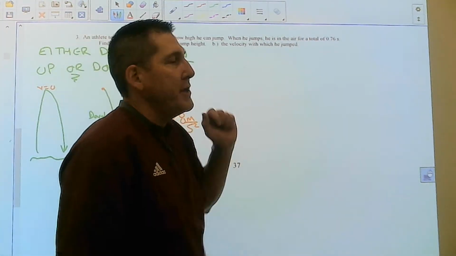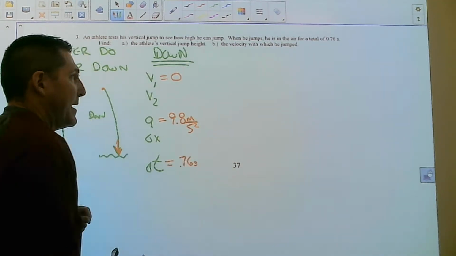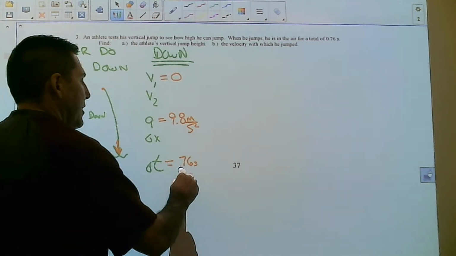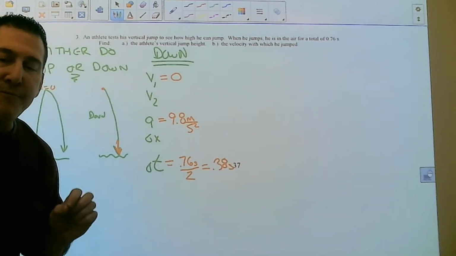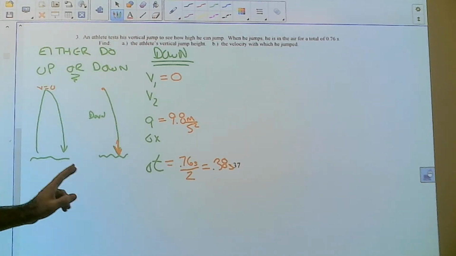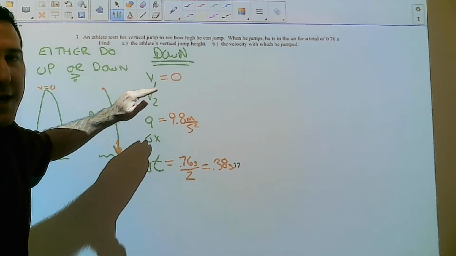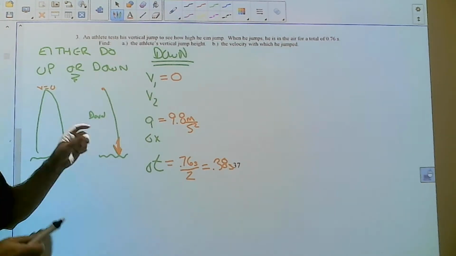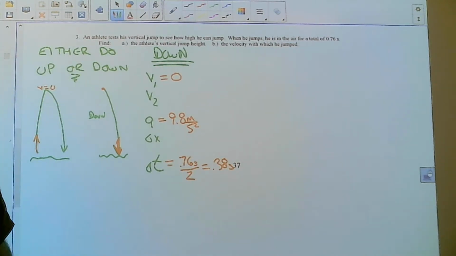I'm told I'm going to be in the air for 0.76 seconds. Now here's the tricky thing. I'm in the air for 0.76 seconds. Only half of that is on the way down. So I've got to divide that by 2 to get the time for just the down part. So I got 0.38 seconds up, 0.38 seconds down. And just like that, I've got my 3 variables I can find for the distance and the velocity. Now I'm going to be solving for the impact velocity, but the impact velocity for symmetrical problems is the exact same as the initial velocity that I jumped with.